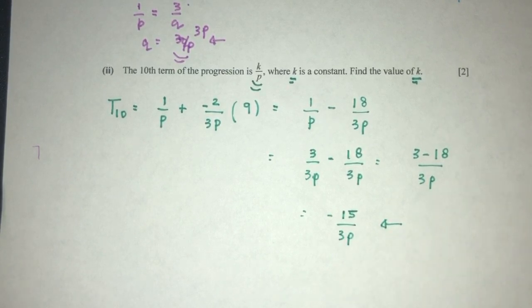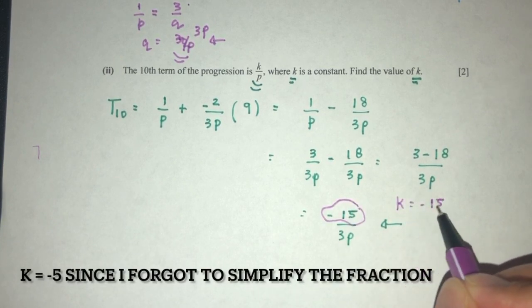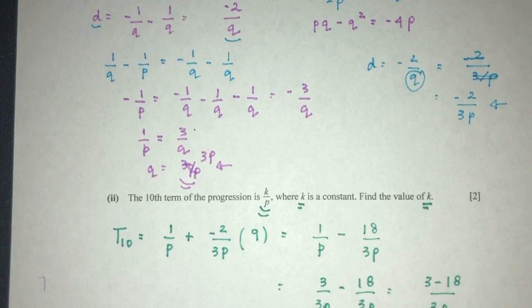So by comparison, you can see the value of k has to be minus 15. Okay, that will be part 2 of your question.